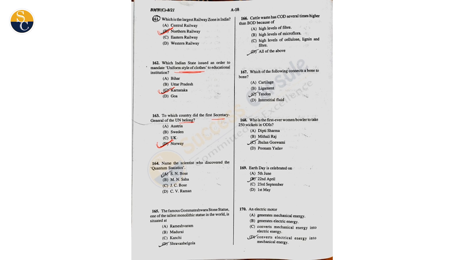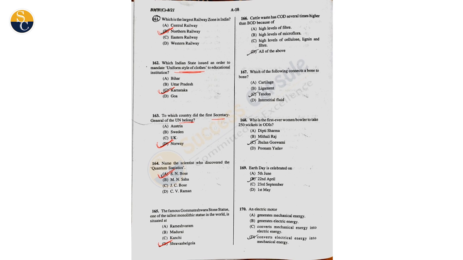He was from Norway and the current one, Antonio Guterres, is from Portugal. Next, name the scientist who discovered quantum statistics. S.N. Bose. A is the correct answer. Satyendranath Bose, in 1924. Next, the famous Gomateshwara stone statue is located in Shravanabelagola in Karnataka. And it is the tallest monolithic statue in the world, carved out of a single block of granite.